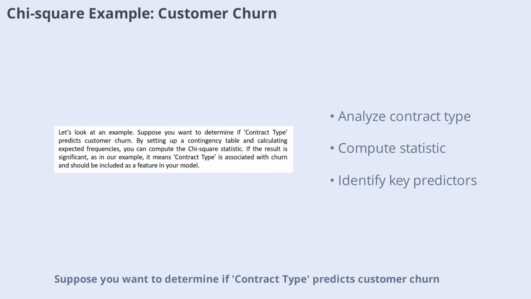Suppose you want to determine if contract type predicts customer churn. By setting up a contingency table and calculating expected frequencies, you can compute the chi-square statistic. If the result is significant, as in our example, it means contract type is associated with churn and should be included as a feature in your model.